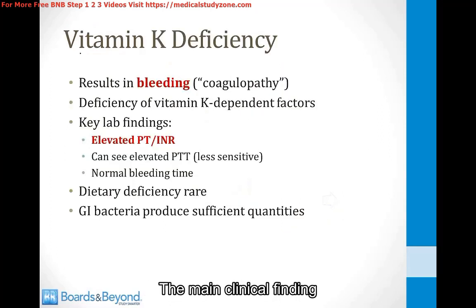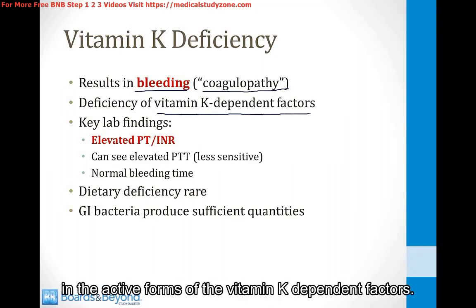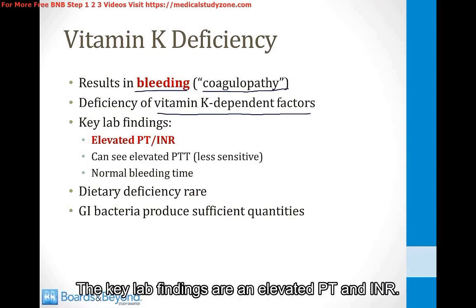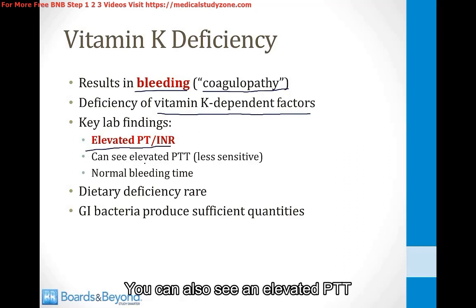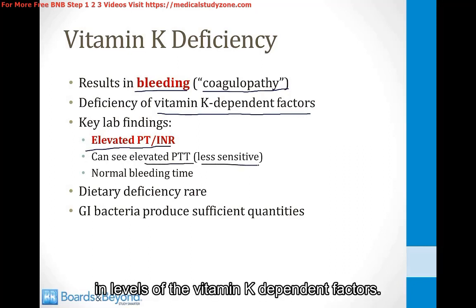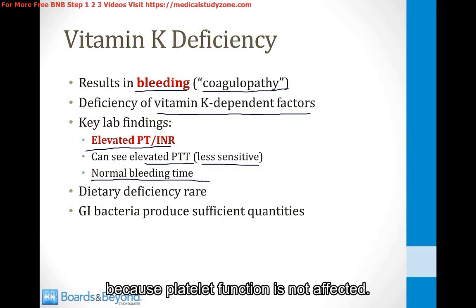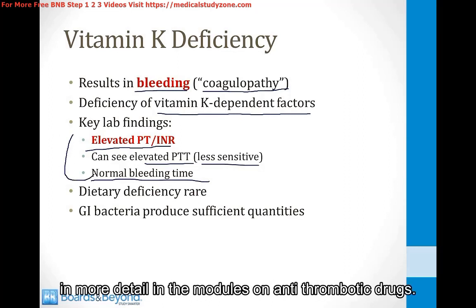The main clinical finding of a vitamin K deficiency is bleeding. This is often called a coagulopathy, and this is because you will be deficient in the active forms of the vitamin K dependent factors. The key lab findings are an elevated PT and INR. You can also see an elevated PTT, although this is less sensitive to small changes in levels of the vitamin K dependent factors. Importantly, however, you will have a normal bleeding time because platelet function is not affected. And I explain these blood tests in more detail in the modules on antithrombotic drugs.